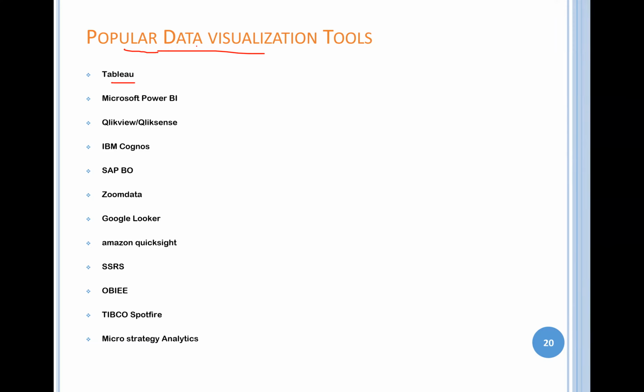Tableau is one of the data visualization tools, along with Power BI, QlikView or Qlik Sense, Cognos, SAP Business Objects, Zoomdata, Looker, and QuickSight from Amazon. SSRS, SQL Server Reporting Services, is not used nowadays; they have converted to Power BI. OBI is Oracle Business Intelligence, and there are Spotfire and MicroStrategy. These are some of the most widely used reporting tools. Tableau and Power BI are most used nowadays.